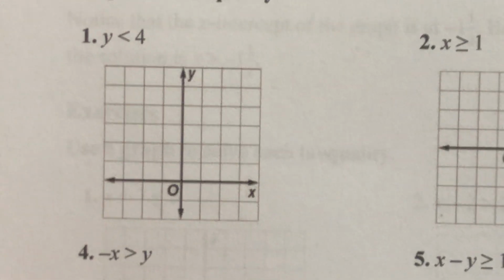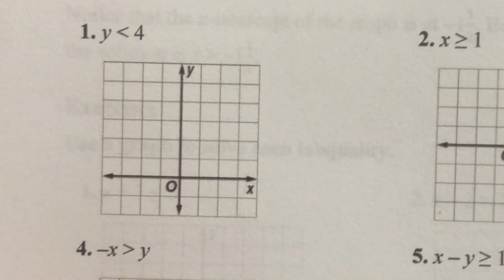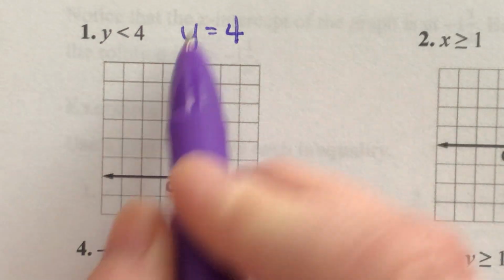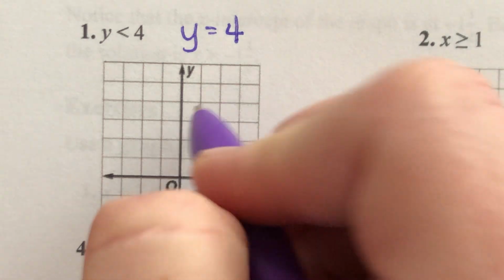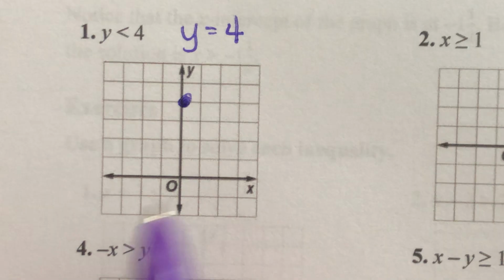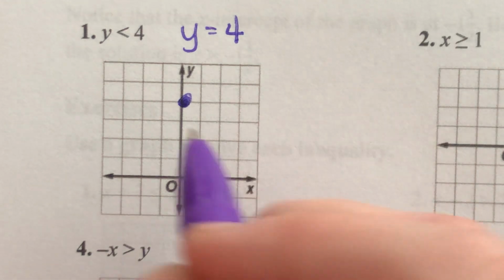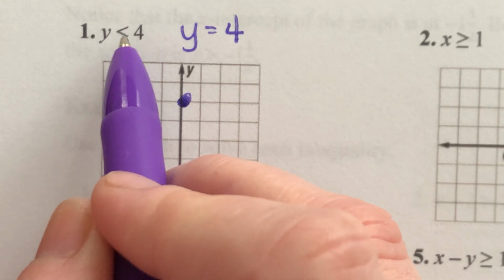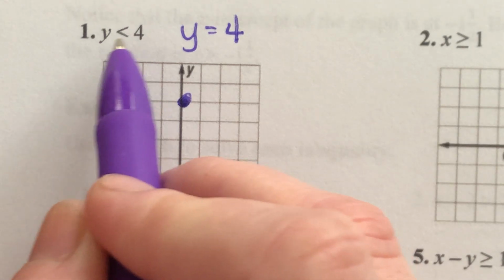Okay, so for number 1, y is less than 4. Remember to graph this. Y equals 4. If we were to graph that, we just go up on the y-axis to 4. 1, 2, 3, 4. Put a dot. There is no x value here, which means I never cross the x-axis, so it's just going to be a horizontal line.